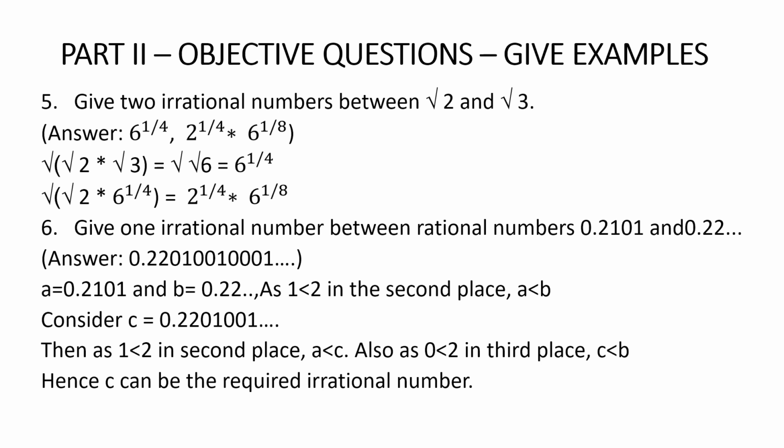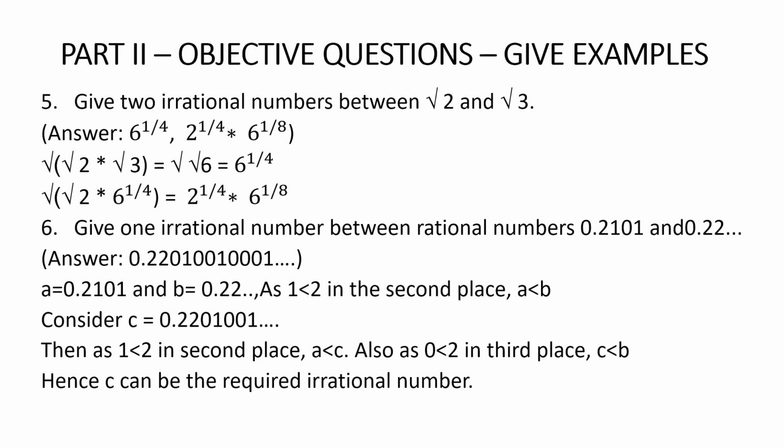Suppose you have to give two irrational numbers between root 2 and root 3. Correct? Now again, as we had just seen before, root of PQ will be a rational number only if PQ is a perfect square. So here root 2 and root 3, that is root 6. So it is not a perfect square.